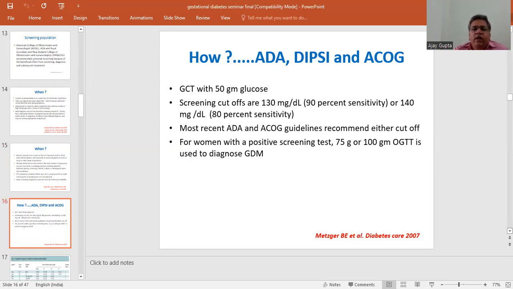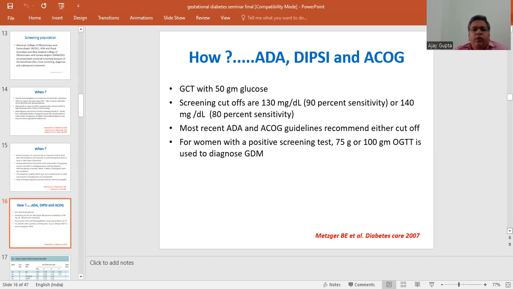If the 130 milligram cutoff is used, there is 90% sensitivity, and if the 140 milligram cutoff is used, the sensitivity is less, only 80%. According to the most recent ADA and ACOG guidelines, the recommended cutoff is either 130 or 140, depending on the prevalence in the population. If it is more prevalent, then we can take the lower cutoff.